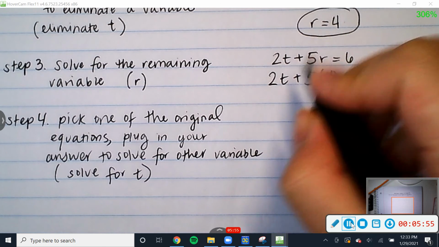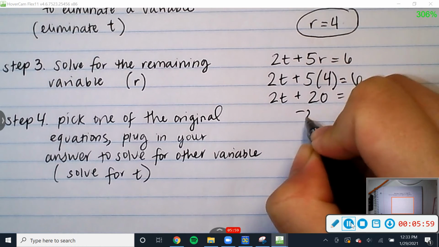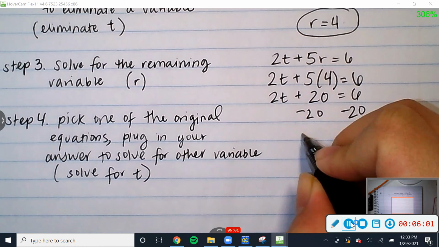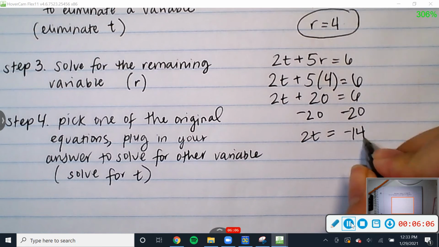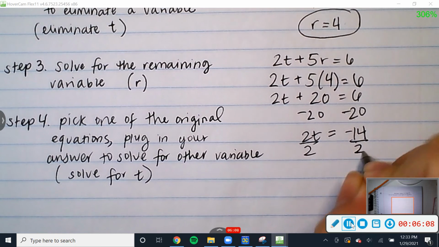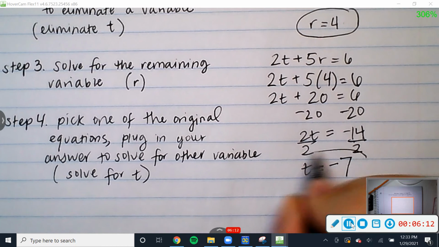So we multiply these two together, 5 times 4 to get 20. Next, we can minus 20 on both sides. That leaves us with 2t on this side and -14 on this side. And then we can divide by 2 on both sides, leaving us with our answer, t is -7.